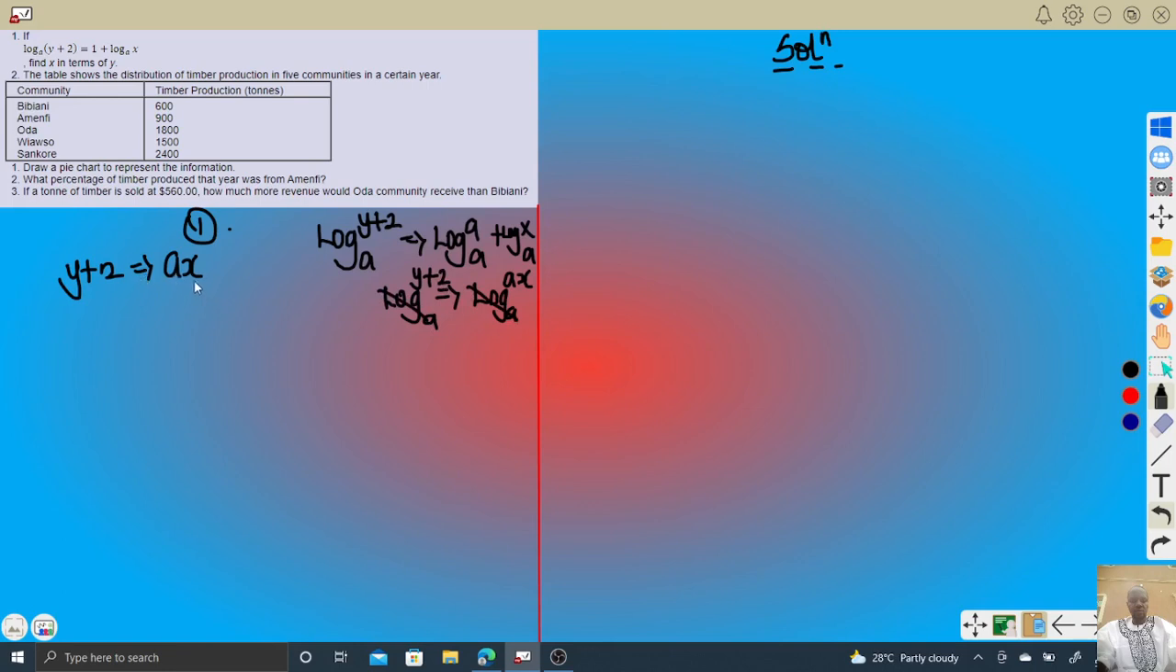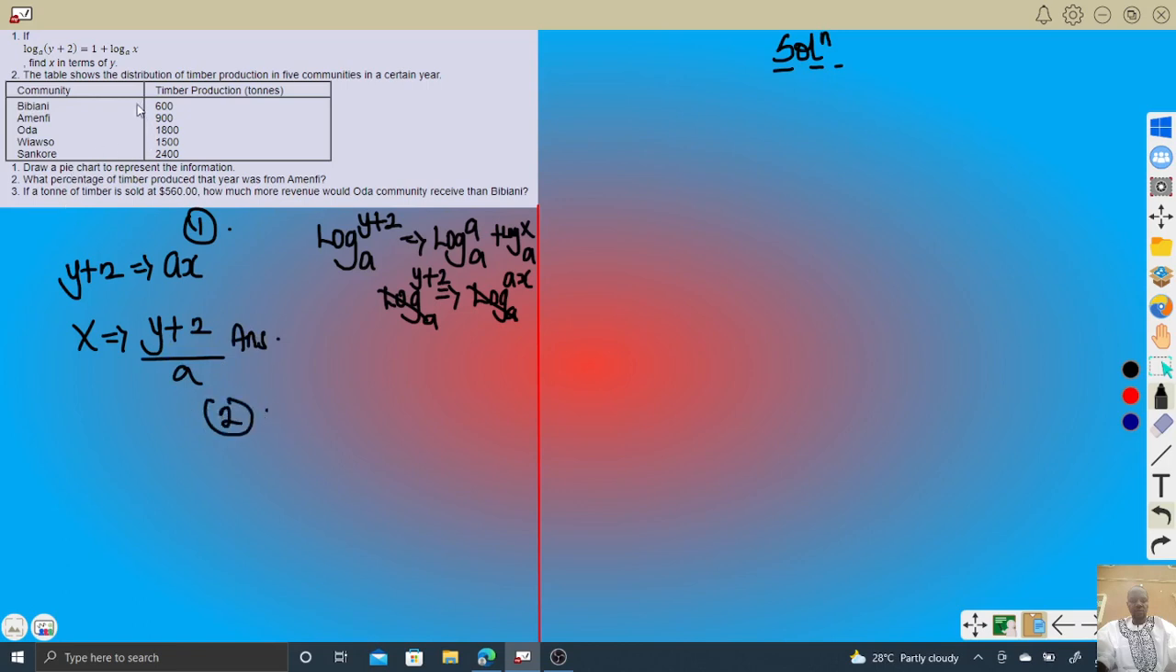So we are making x the subject of the formula. Divide both sides by a. So x will be equal to y plus 2 over a. So that's the answer to that question. You can see it's a simple question. And the second one is more like a pie chart question.